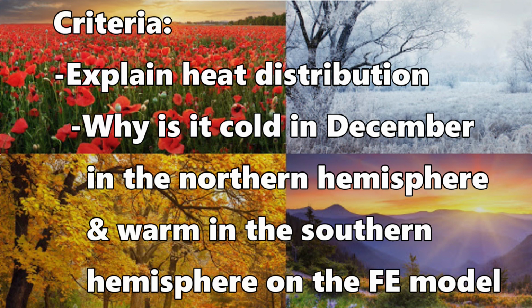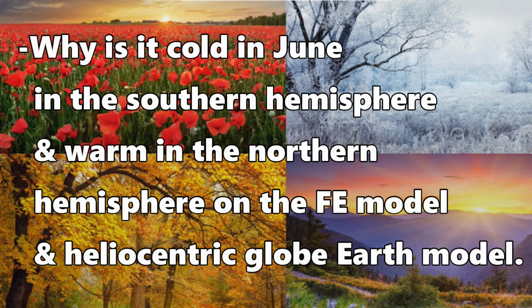Here's the criteria. You must explain heat distribution. Why is it cold in December in the Northern Hemisphere, and why is it warm in the Southern Hemisphere on the Flat Earth model? And you must also explain it on the Globe Earth model. And you must explain why it is cold in June in the Southern Hemisphere and warm in the Northern Hemisphere on the Flat Earth model and the heliocentric Globe Earth model.